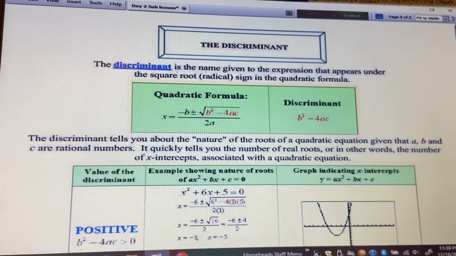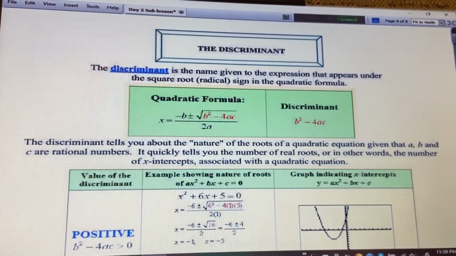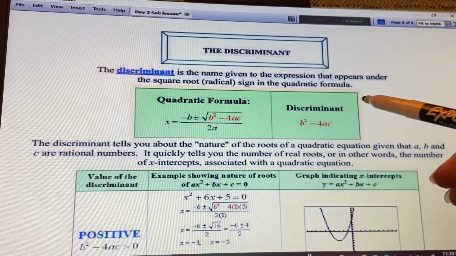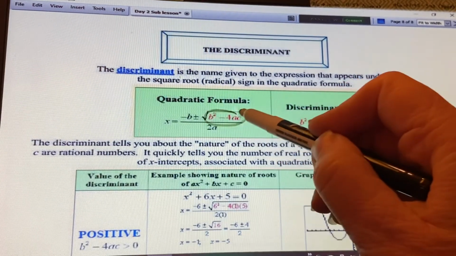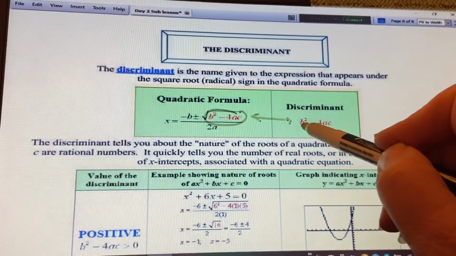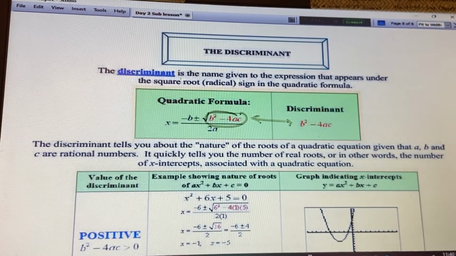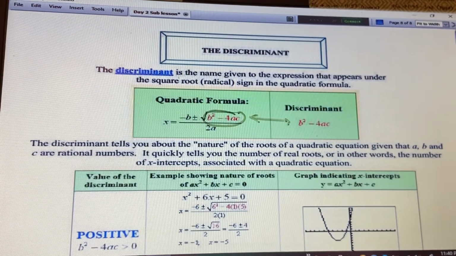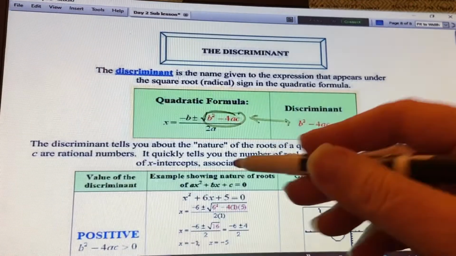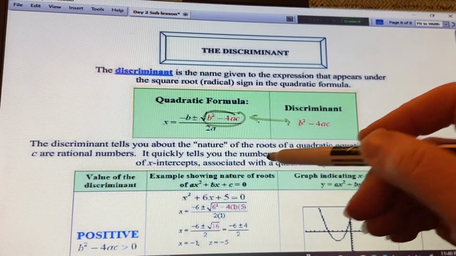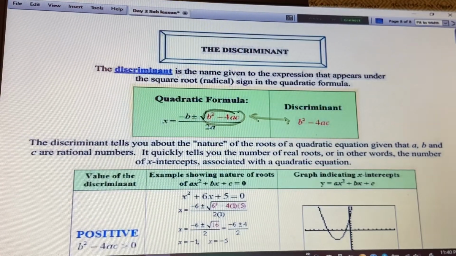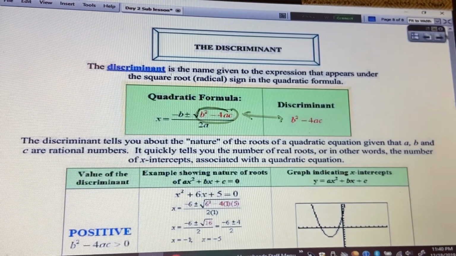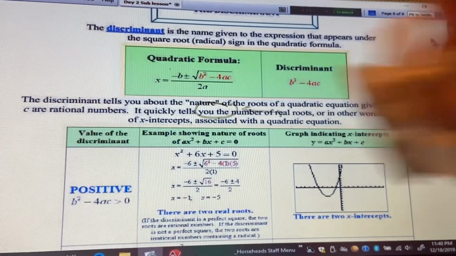Is the discriminant. The discriminant is the name given to the expression that appears under the square root, or under the radical sign, in the quadratic formula. So it is only this portion right here. That is the discriminant. There's no radical left. It's just the b squared minus the 4ac. That can tell us a lot of information about the nature of the roots of the quadratic equation. It'll tell us what our picture looks like without even graphing it. So we're going to look at these. Erase, erase, erase.